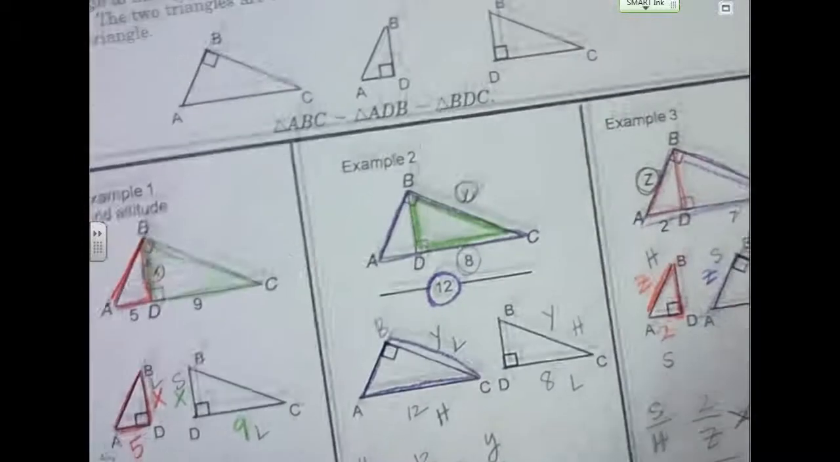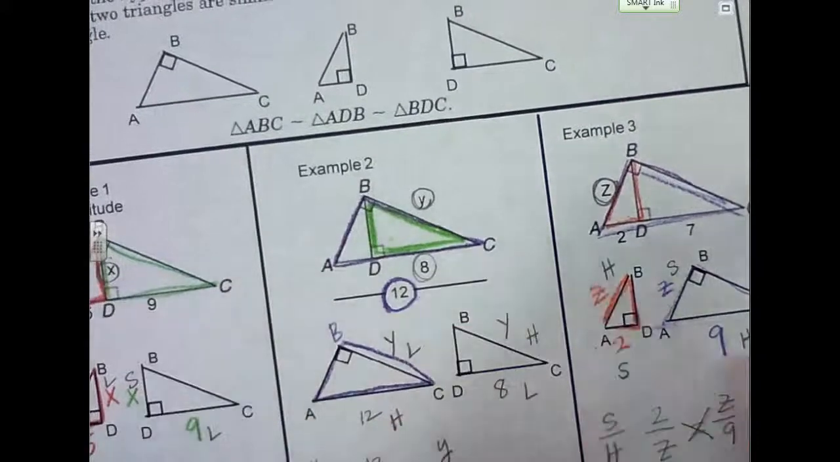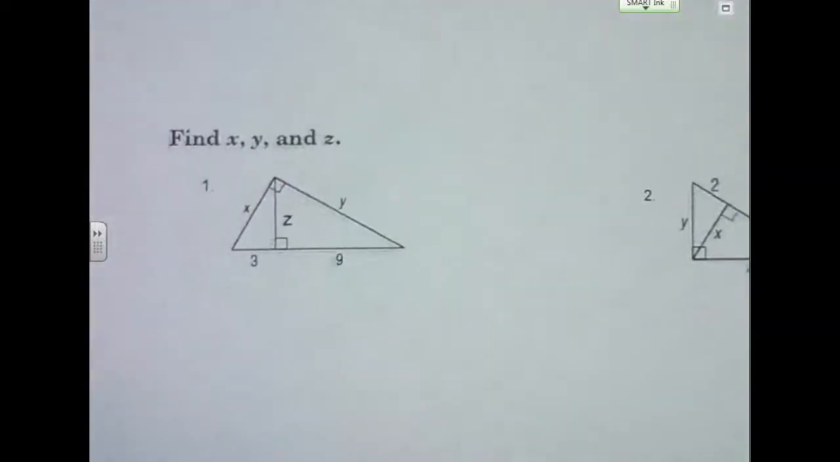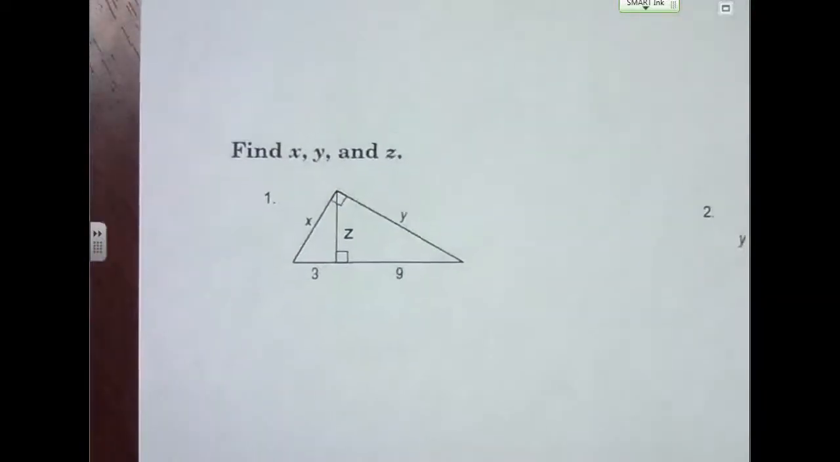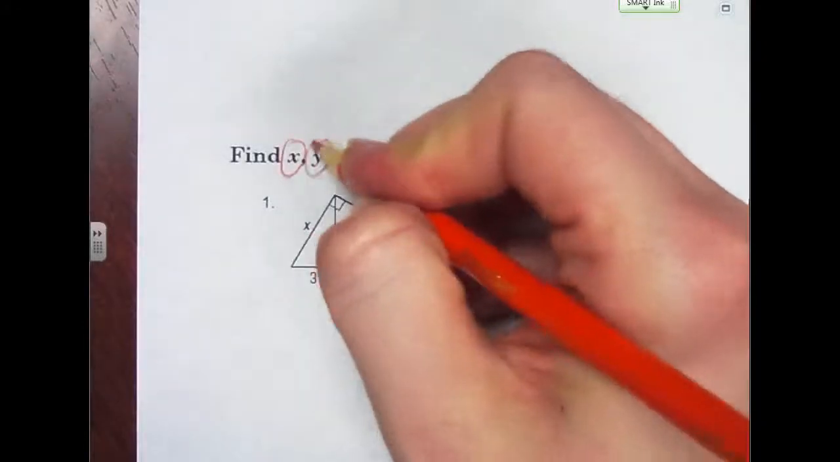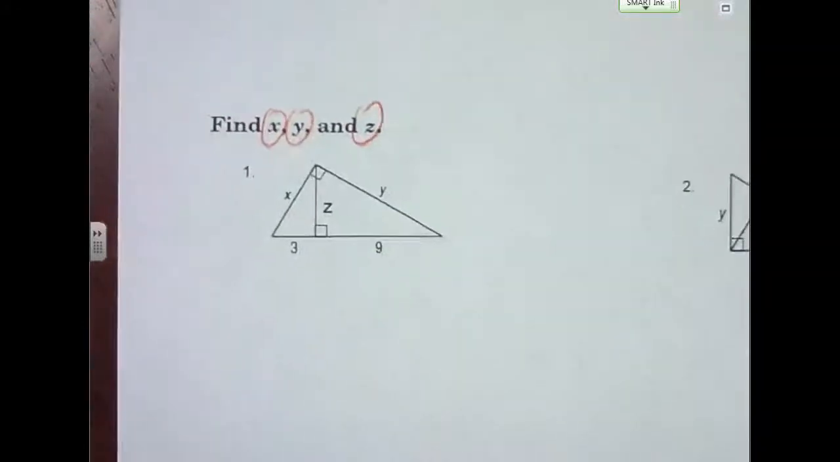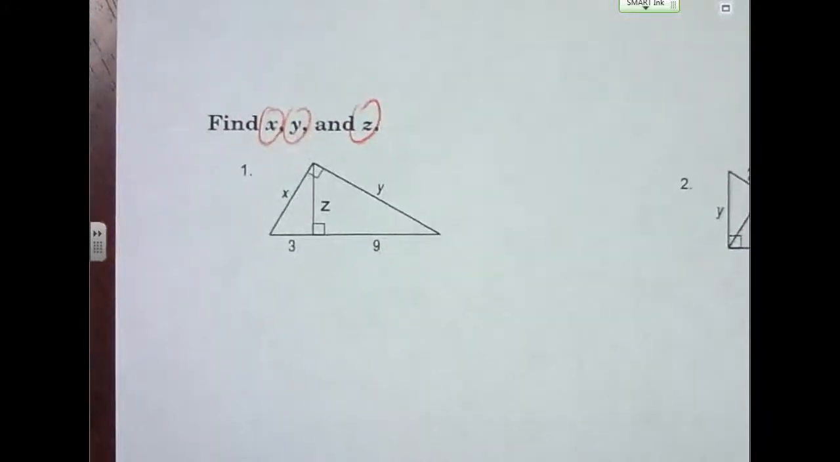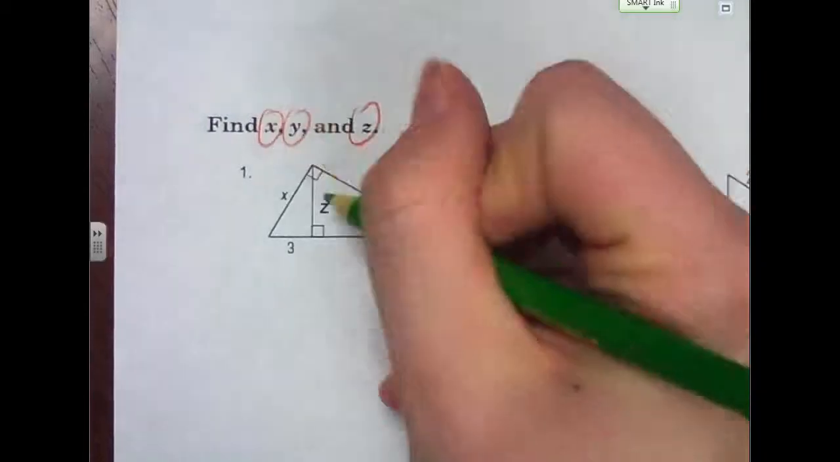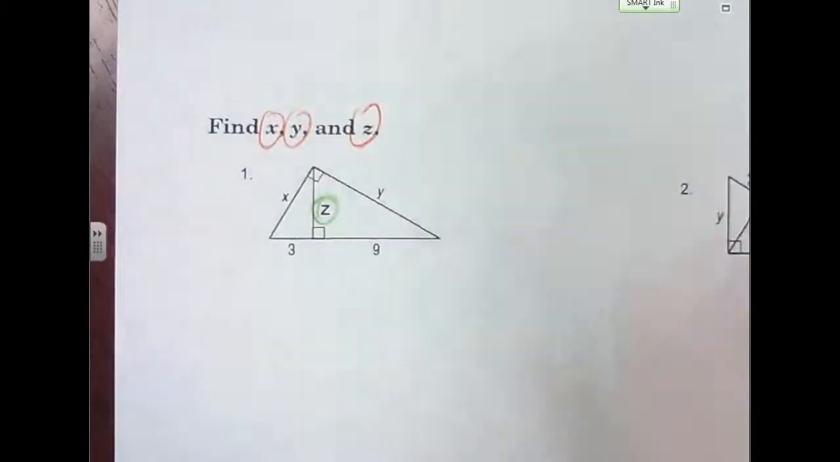So this one, of course, we took each triangle and broke it up. So now let's look at one where we're not going to break it up for you. On number 1, you're finding 3 things: x, y, and z. The one you probably want to start with is this middle one, z, and use the geometric mean like we used yesterday.